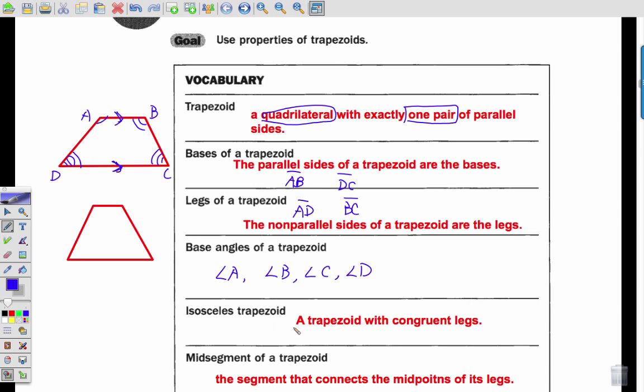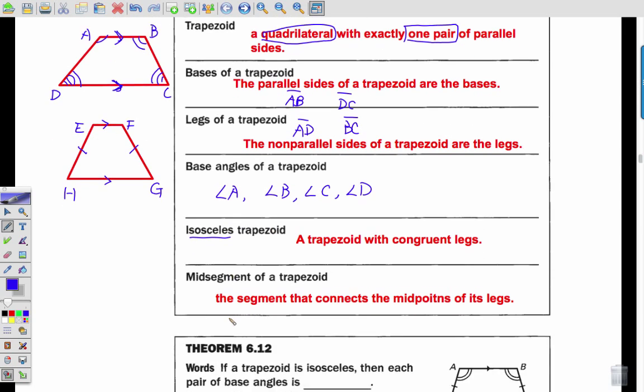So isosceles trapezoids are still trapezoids, meaning in this example I have one pair of sides that are parallel, but the legs are also congruent. So if we call this EFGH, we've got one pair that's parallel and the legs are congruent. Now we have an isosceles trapezoid.